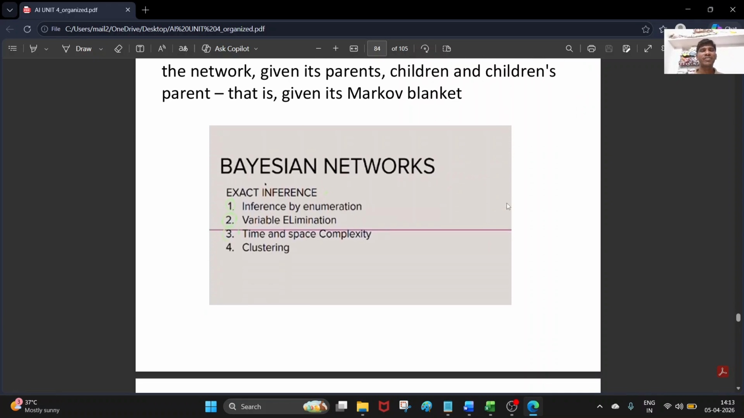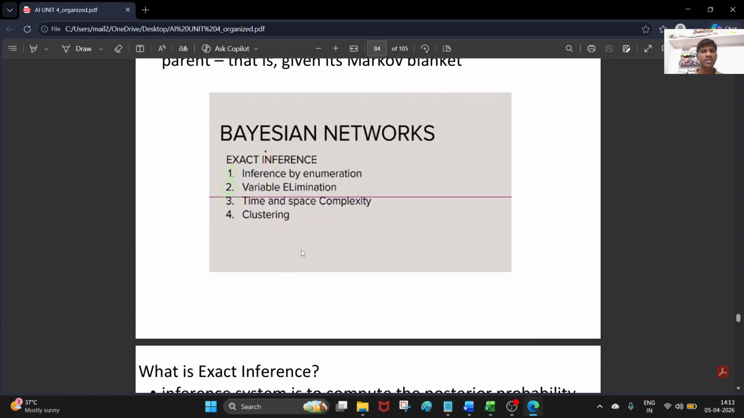Next one is exact inference in Bayesian networks. Here you will be having three topics: inference by enumeration, variable elimination, time and space complexity, and clustering.